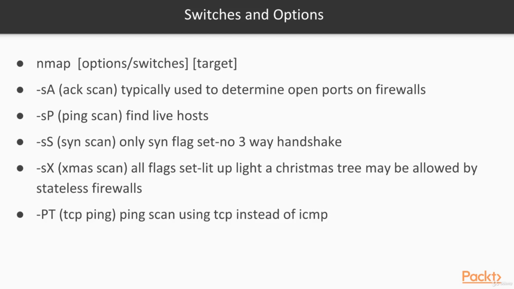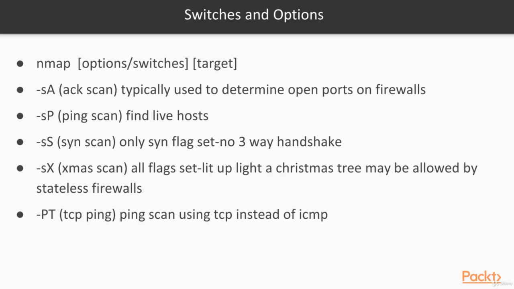Let's talk about switches and options. So to use Nmap, we're going to use the command line version. So we use the command nmap followed by options and/or switches, followed by the target. Now the target can be an IP address, a host name, it could even be a range of IP addresses.